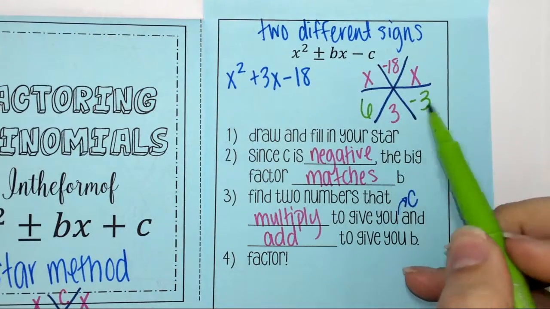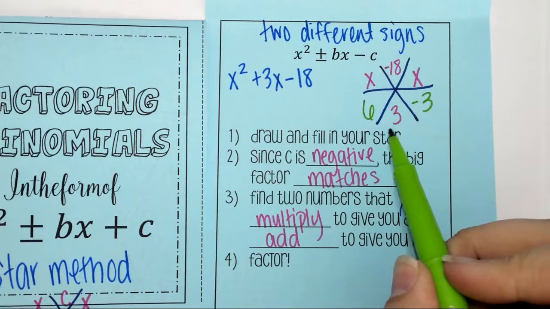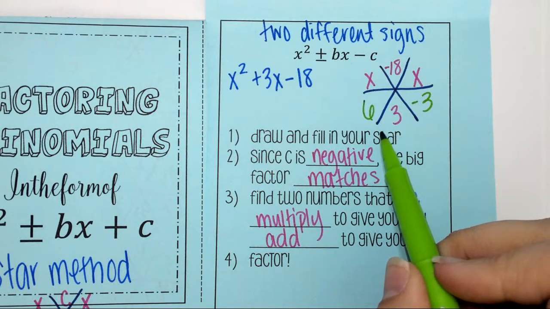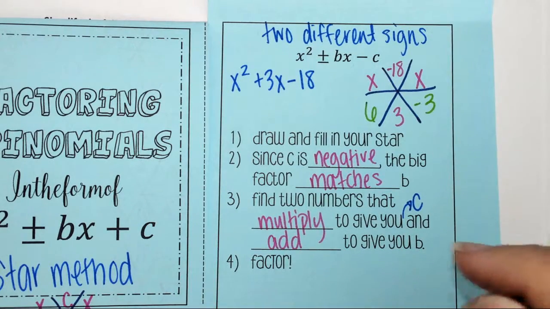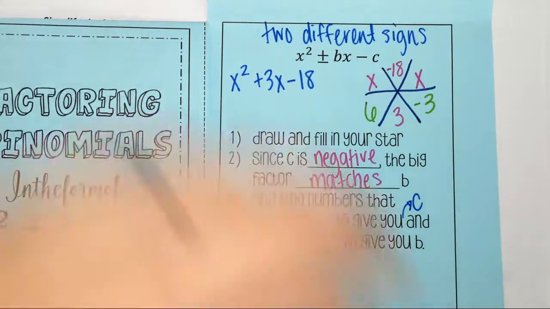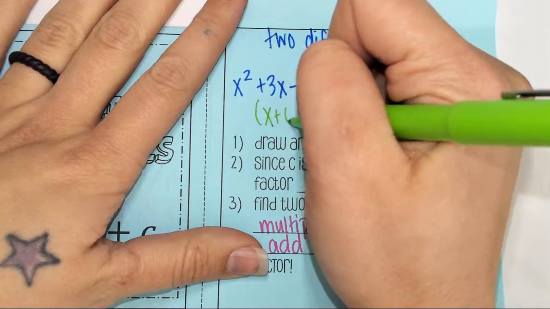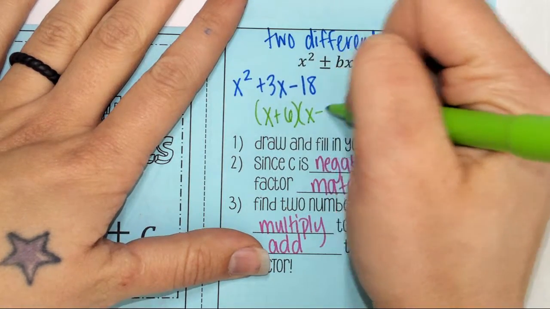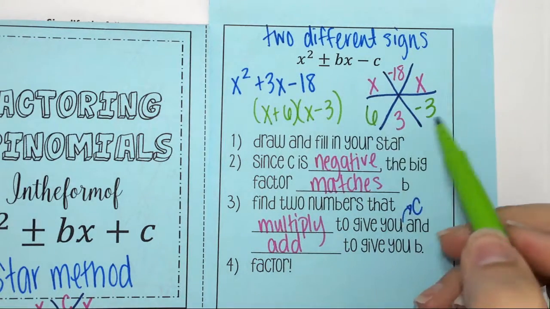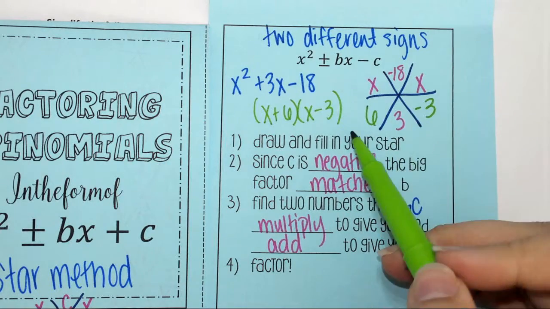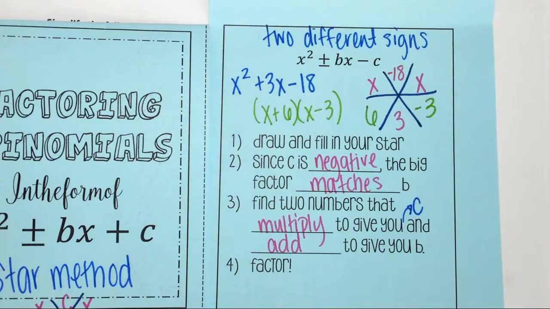Now, if I did negative 6 and positive 3, what would that make our bottom number? What is negative 6 plus 3? And what do we need? So we write it as x plus 6, x minus 3. Because 6 plus negative 3 gives you positive 3, and 6 times negative 3 gives you negative 18.